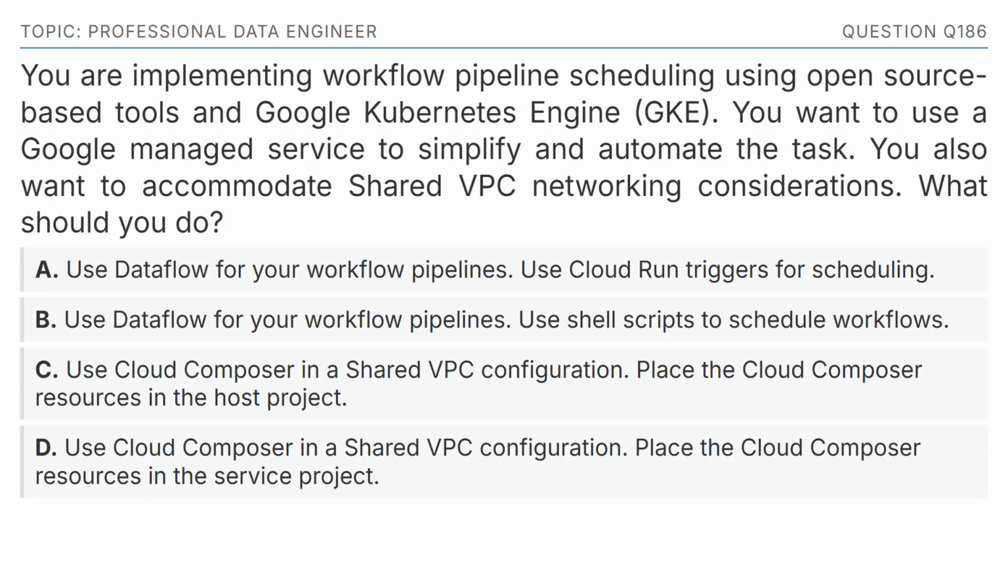Use Cloud Run triggers for scheduling. Option B, use Dataflow for your workflow pipelines. Use shell scripts to schedule workflows. Option C, use Cloud Composer in a shared VPC configuration. Place the Cloud Composer resources in the host project. Option D, use Cloud Composer in a shared VPC configuration. Place the Cloud Composer resources in the service project.